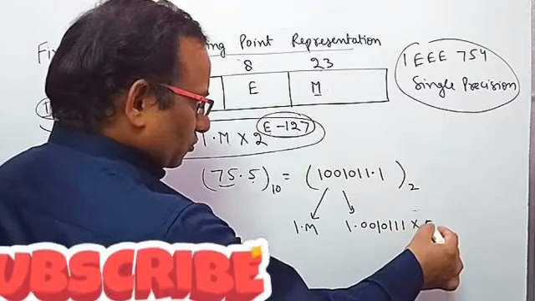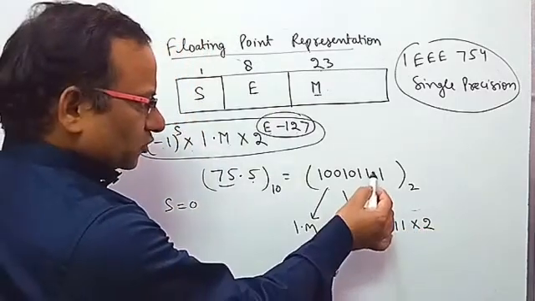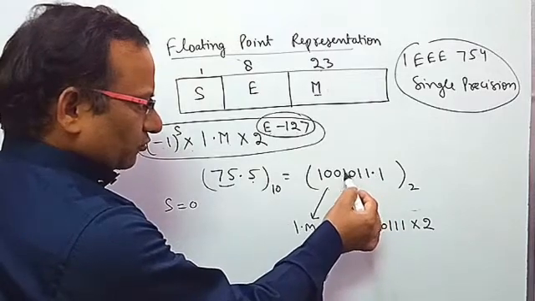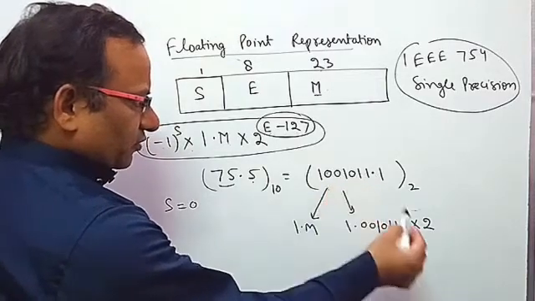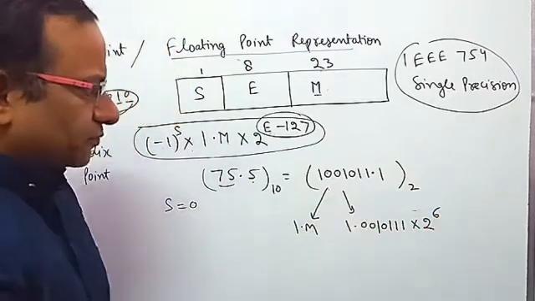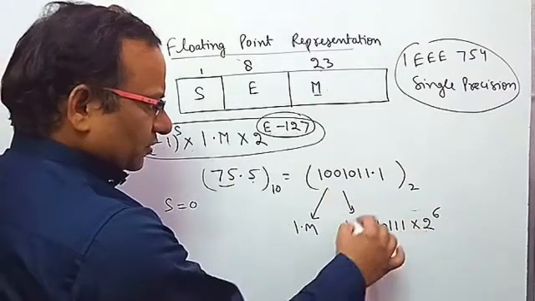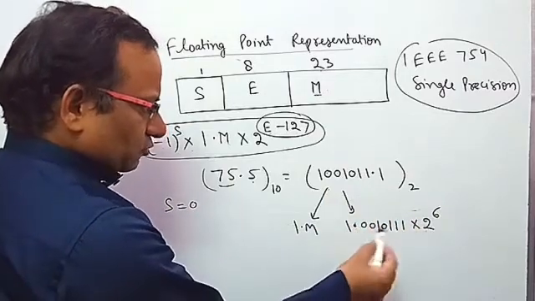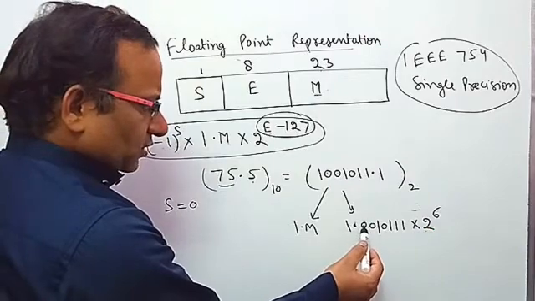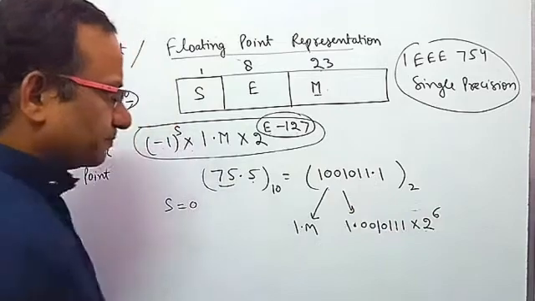Into 2 raised to the power, how much? I have shifted the point 1 2 3 4 5 6 places. So this should be 6. So these two numbers are eventually the same, because the base is 2 and the power is 6, so it will be shifted 6 bits towards the right. So 1, 2, 3, 4, 5, 6. So this will be the same number.